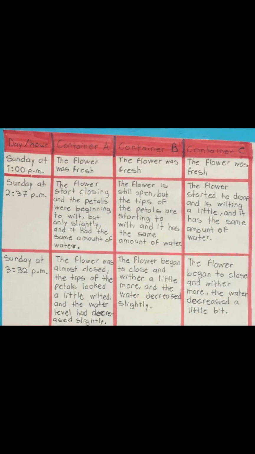At 3:32 p.m., in container A, the flower was almost closed. The tips of the petals looked a little wilted, and the water level had decreased slightly. The flower of container B began to close and wither a little more, and the water decreased slightly. The flower of container C began to close and wither more. The water decreased a little bit.